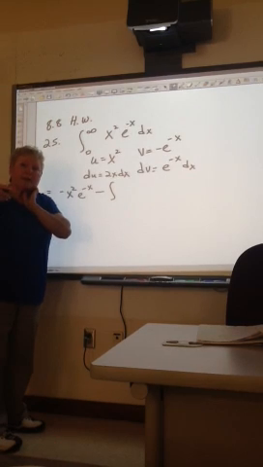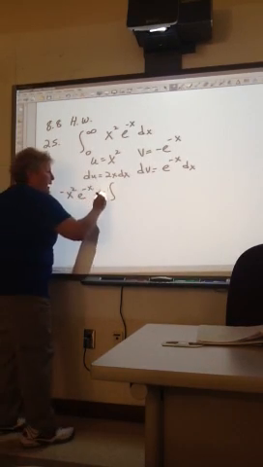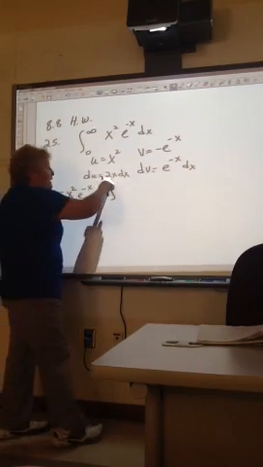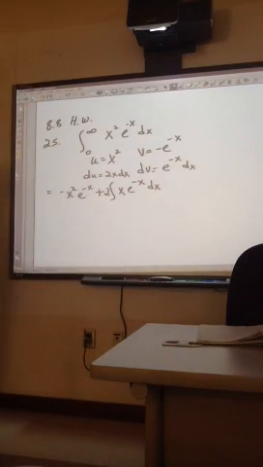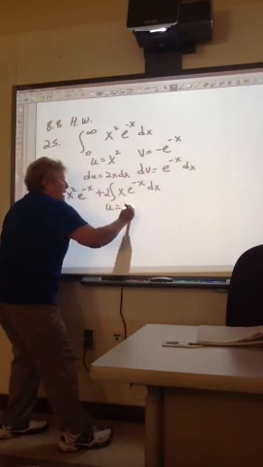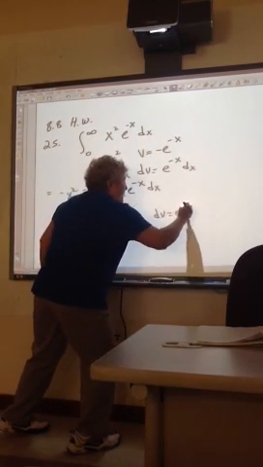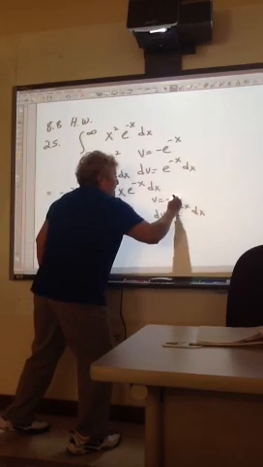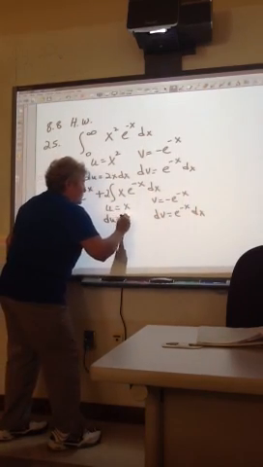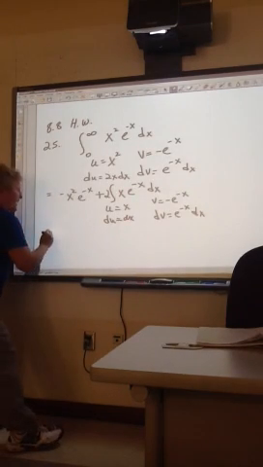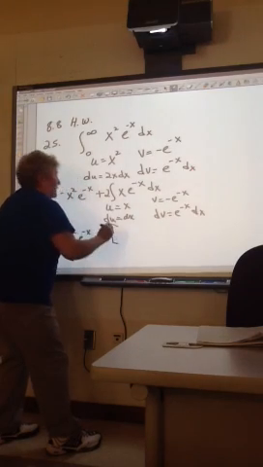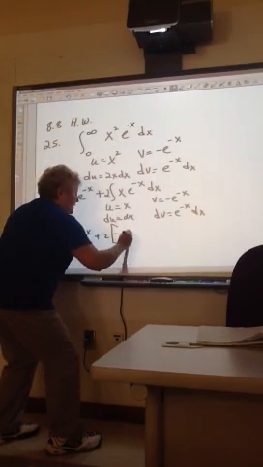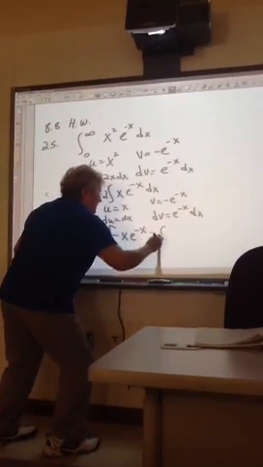Did you pull stuff out? I brought the negative 2 out and left in the x e to the negative x dx. So we're going to have to do it again. Okay, so u was x, dv was e to the negative x, v was negative e to the negative x, du was dx. So I have now negative x squared e to the negative x plus 2 times uv minus the integral of v du.